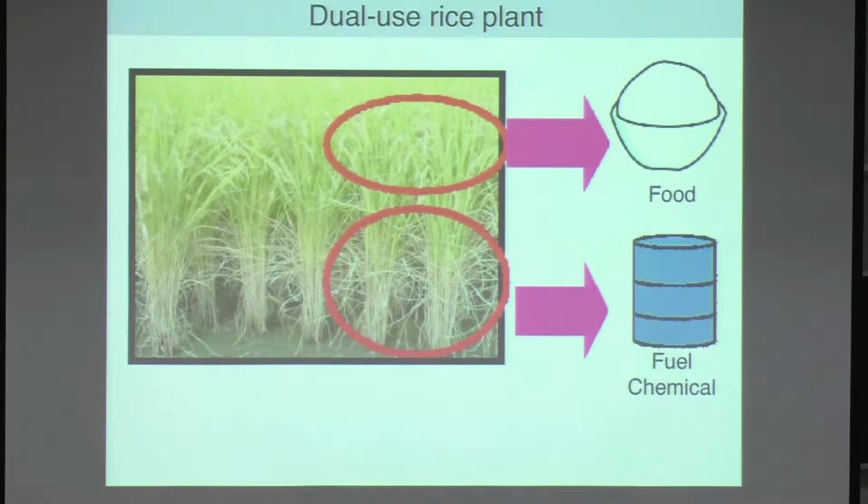And our purpose is to generate rice plants from which seeds are used as food, and the remaining straws will be used for fuel or chemical production. This result is good for fuel and chemical production because saccharification yields are enhanced, but bad for food production because they show sterility. So now we need to overcome this problem, sterility.